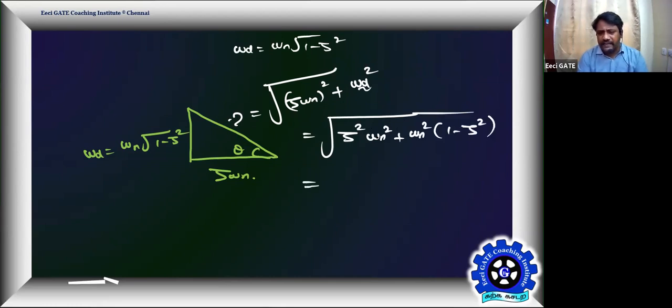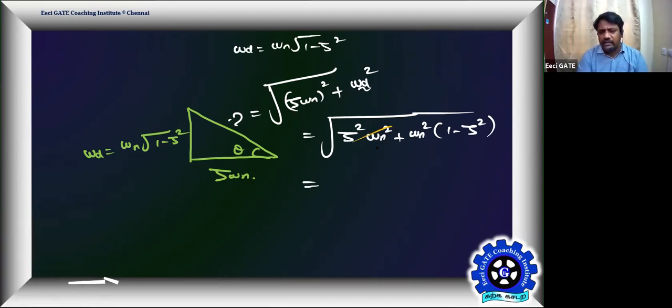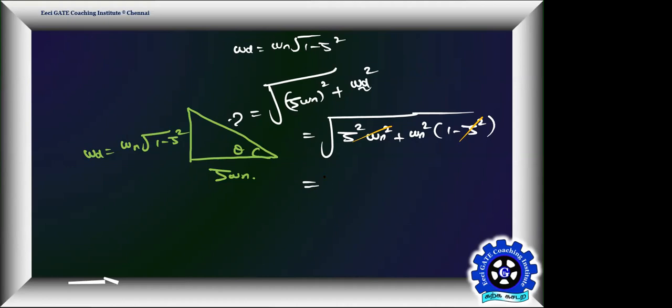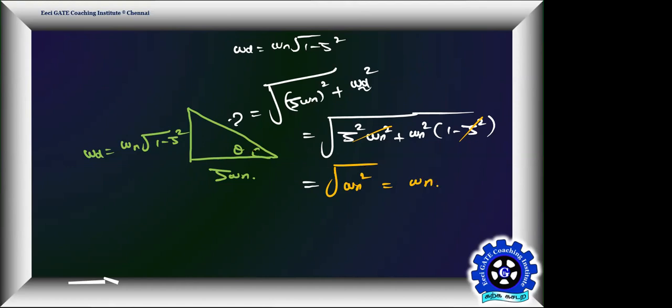As a result, what is getting cancelled? Zeta square omega n square will get cancelled with this. Agree? Yes, sir. What is the remaining within the root? Omega n square. Then what is the resultant? Omega n. Therefore, this side is going to be omega n.